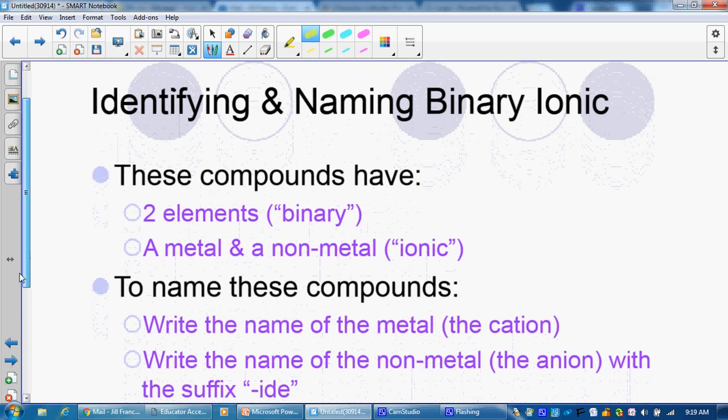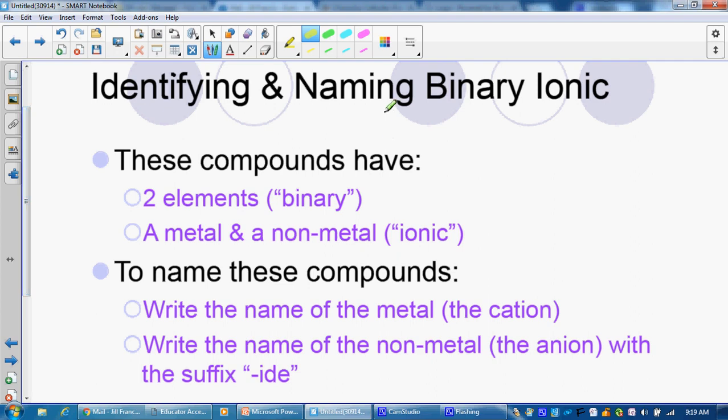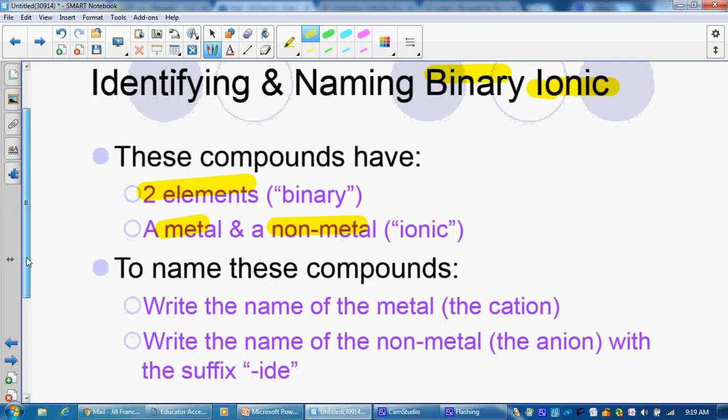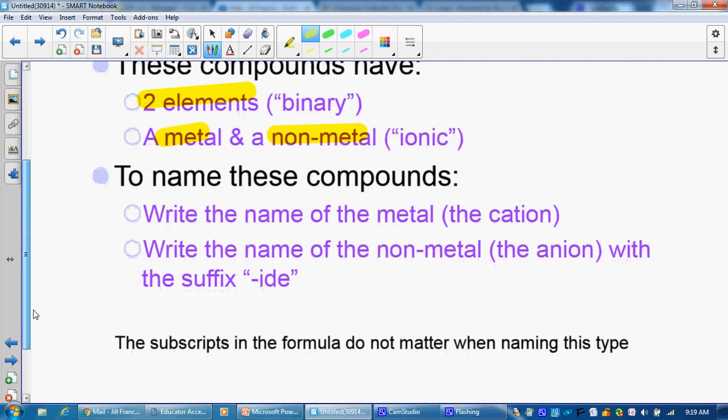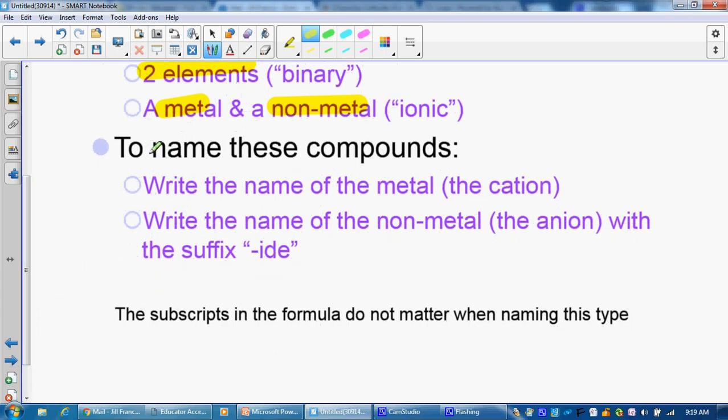So how do we identify these? Again, binary means that there are two elements. One has to be a metal, one has to be a non-metal because they're ionic. So those are the two things that you have to identify. Before you name any compound, you have to look how many elements are there, and then is there a metal and a non-metal. To name these, you just write the name of the metal down, and then the name of the non-metal is second, always ending in IDE.